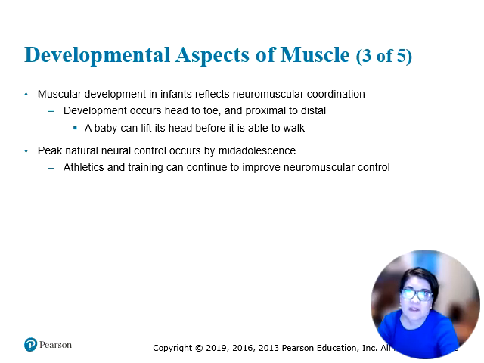Okay, muscular development in infants. When you're an infant and a kid, you need to use your muscles correctly so that the muscles and nerves develop correctly. And it goes in a certain order too. So the baby can lift its head before it can walk. It starts out proximal and then it moves out to the distal parts of your body. Mid-adolescence is when you're at your peak in terms of neuromuscular control, when you're in athletics.